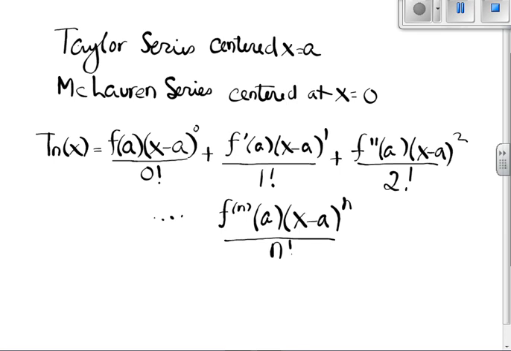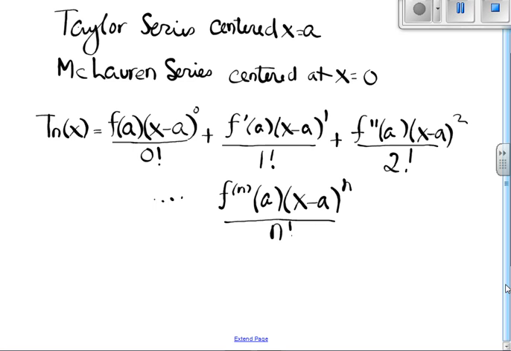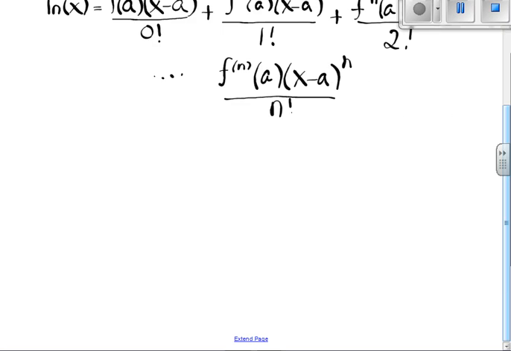Now it's hard for them to ask you to find derivatives because it's time consuming. That's the reason why they give you things and then ask you to do other things with them, and we'll look at one in particular. So A is going to be 0 if we're talking about Maclaurin series. And what do you mean by centering at A?